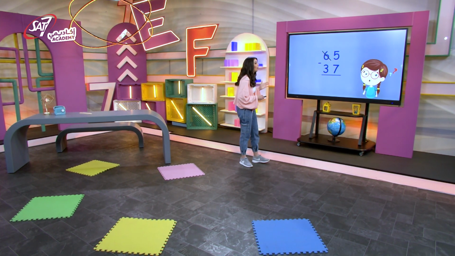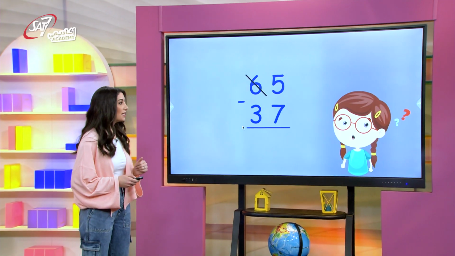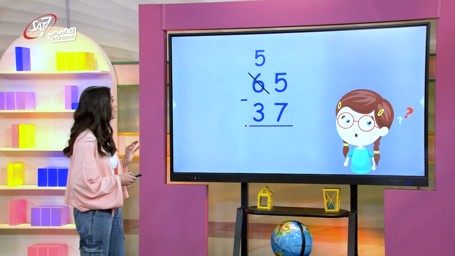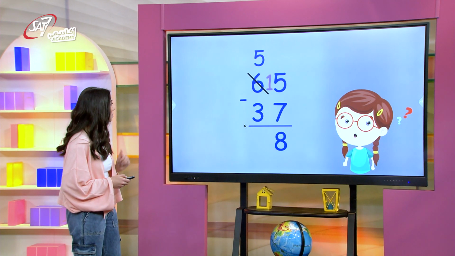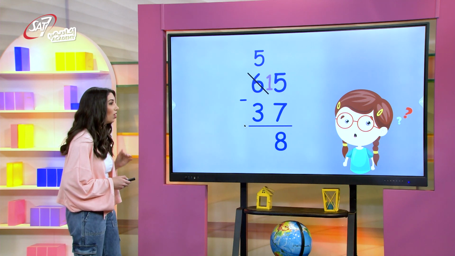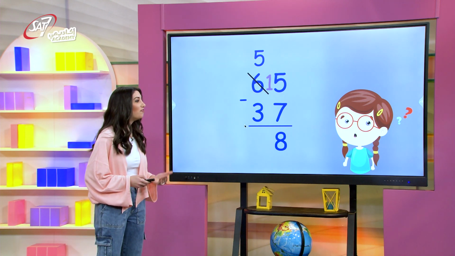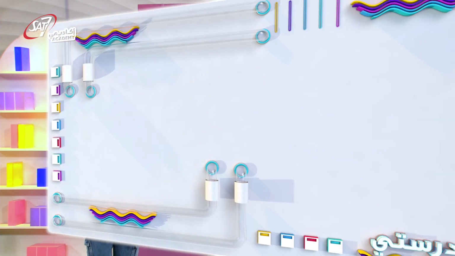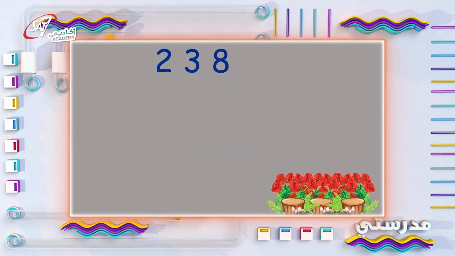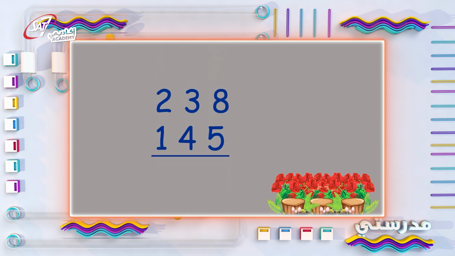Let's borrow a 1 from the 6. The 6 becomes 5, and the 5 becomes 15. 15 minus 7 is 8. 5 minus 3, more on top. No need to stop. 5 minus 3 is 2. The answer is 28. There were 238 roses in a garden, and 145 of them were picked.